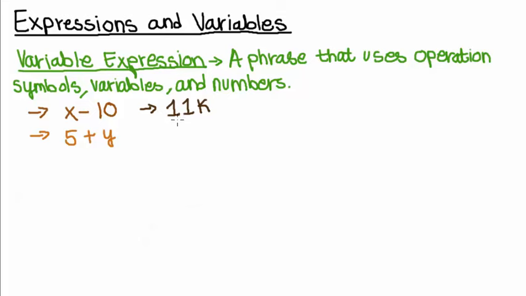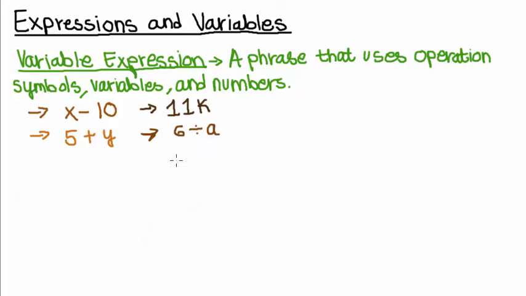So anytime you want to say that a variable is being multiplied by another variable or another number, all you need to do is simply put the variable right after the number. Or if you're multiplying two variables together, it doesn't matter which variable goes out in the front. And finally, another example of a variable expression is this right here. 6 divided by a.